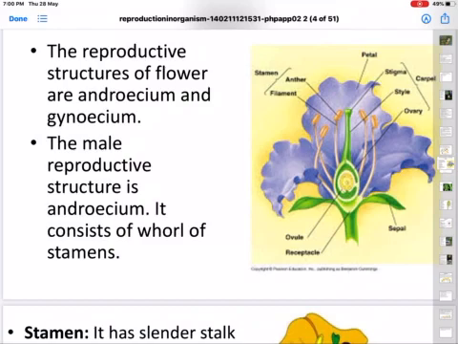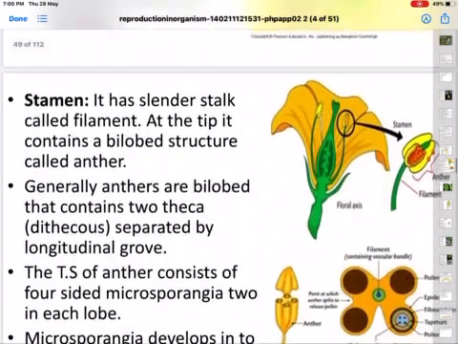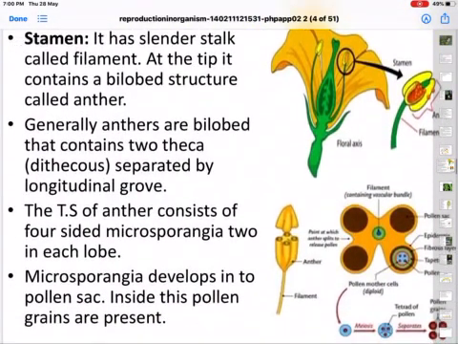The male reproductive structure, androecium, consists of a whorl of stamens, and each stamen has an anther, a small bag-like structure, and a filament. You can see this in the vertical section of the flower. And a stamen has a slender stalk called the filament.